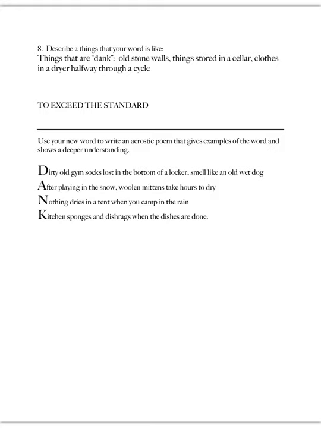Step 8 tends to be the step that most kids get puzzled with or have trouble with, and it says describe 2 things that your word is like. Not more synonyms, but actual objects or things that you can touch and see that could be used to relate to the word. So when I think of the word dank, I think of old stone walls.